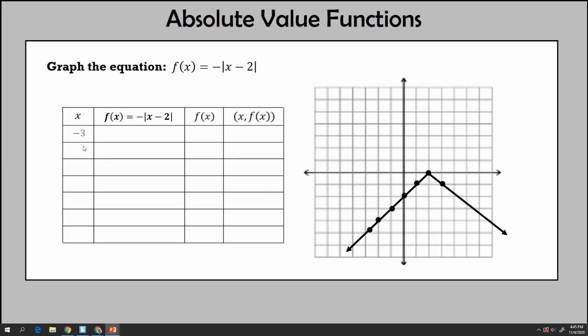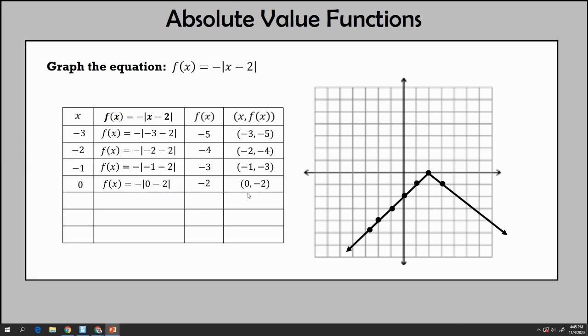Now let's match it up here. Input of -3. -3 minus 2 is -5. Absolute value of -5 is 5. The opposite of that is -5. So there's a lot of work there, right? So -3, -5. -2 minus 2 is -4. Absolute value of -4 is 4. The opposite of 4 is -4. So I got -2, -4. -1 minus 2 is -3. Absolute value is 3. Opposite of 3 is -3. 0 minus 2 is -2. Absolute value of -2 is 2. Opposite of that is -2.